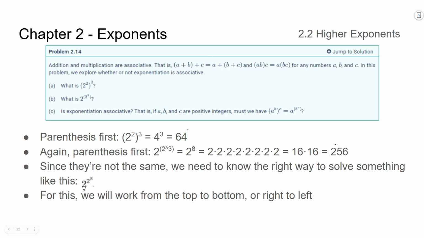Because we don't really have a rule in our order of operations. We say exponents first, but which is the exponent? So do we do 2 squared first, or do we do this 2 cubed first? And the correct way to do this is to work from the top to the bottom. So you would do 2 cubed first, and then it would be 2 to the 8th. So that's the correct way to do this one, and that's the way we'll be doing it going forward.